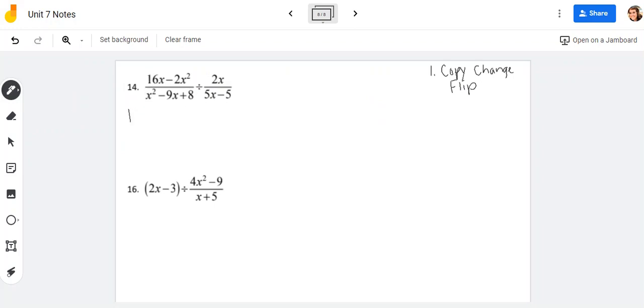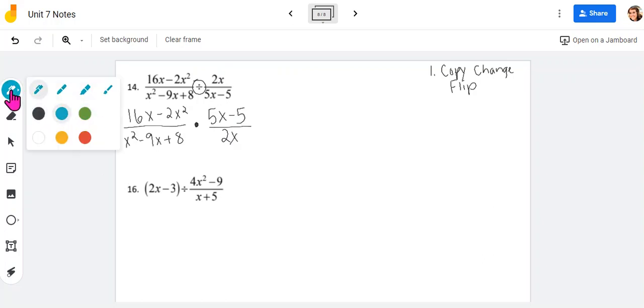I'm going to look at this example as I do this: 16x minus 2x squared over x squared minus 9x plus 8. So I copy the first fraction. I change the division to a multiplication. And then I flip the last fraction. So I'm going to put what's on the bottom on the top and put what's on the top in the denominator. We can do this because dividing by fractions is the same as multiplying by their reciprocal.